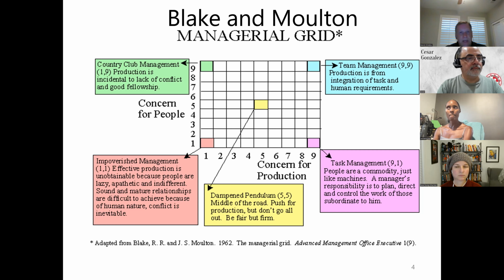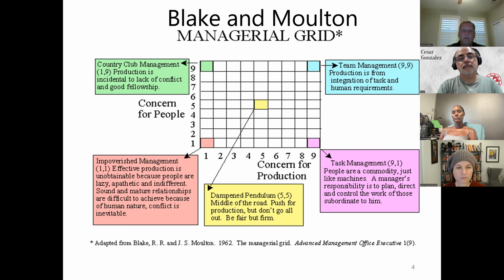At the top right, you have team management, high on concern for productivity, as well as high on concern for people. Production is from an integration of task and human requirements. So it's really this balance between going all out for production and also trying to develop these strong relationships with your employees.